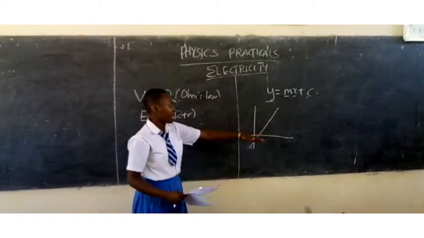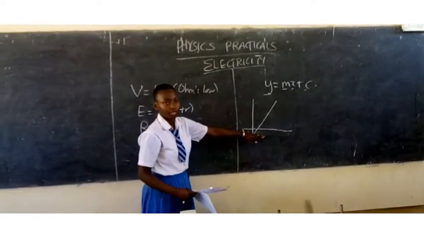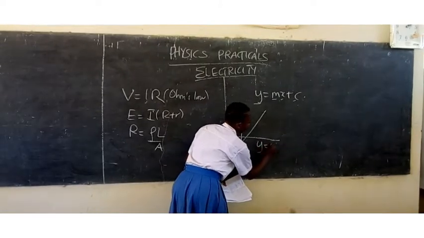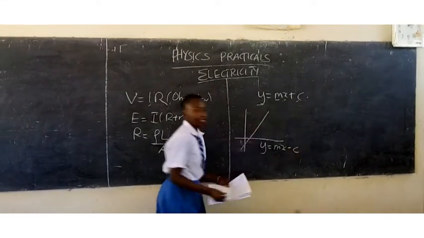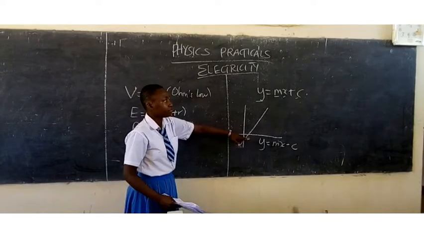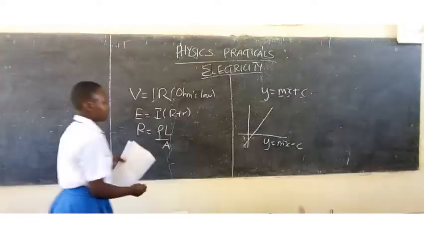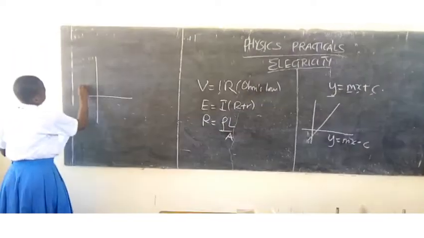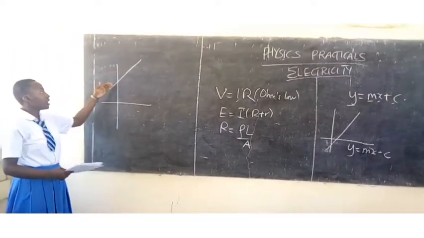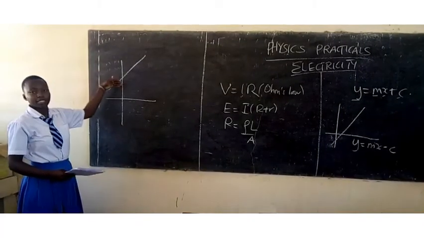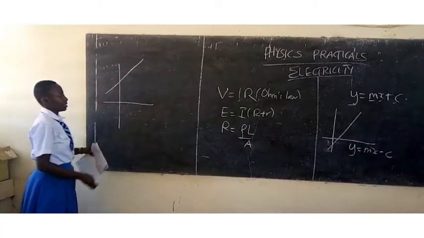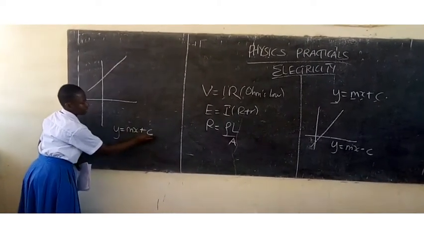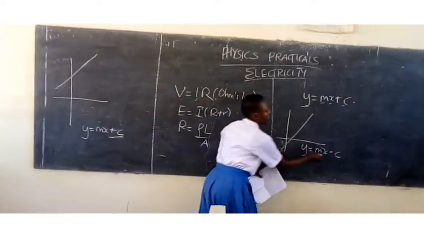this graph, which has a negative y-intercept. That is, the equation of this graph is y equals mx minus c. Our intercept is a negative value. Also, we have this nature of graph. This one has a positive intercept on the y-axis. That is positive c. Here it's negative c.